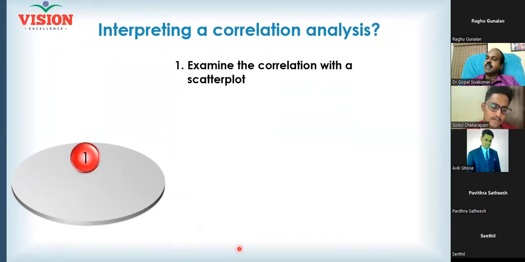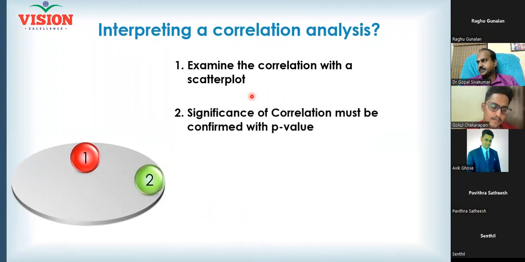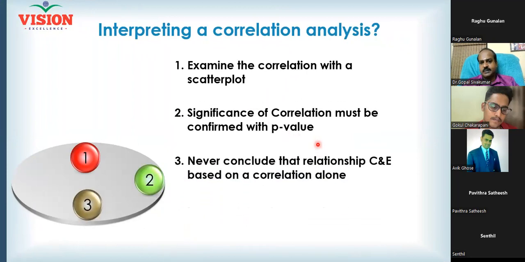Always, when you do a correlation, you must use a scatter diagram. Don't do a correlation study without a scatter diagram. A correlation study should be confirmed with the P value, because the P value is the estimate of type 1 error. Never conclude the relationship is cause and effect just because the correlation value is high. Domain knowledge is one thing, statistical knowledge is another thing.